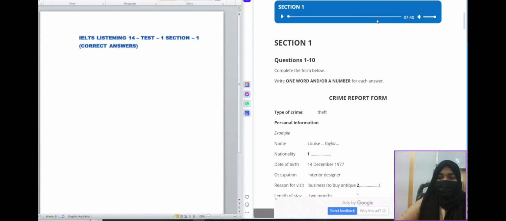First, I want to say what is listening. See, listening is the easiest part of IELTS. If you understand it, it is very easy. If you don't, you can't get any desired band. You only need to concentrate and focus. Obviously, practice.